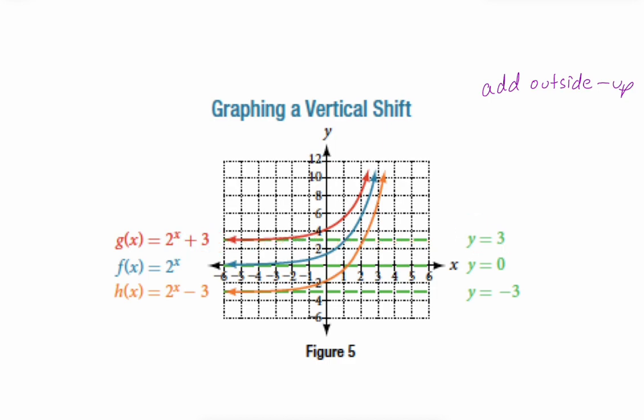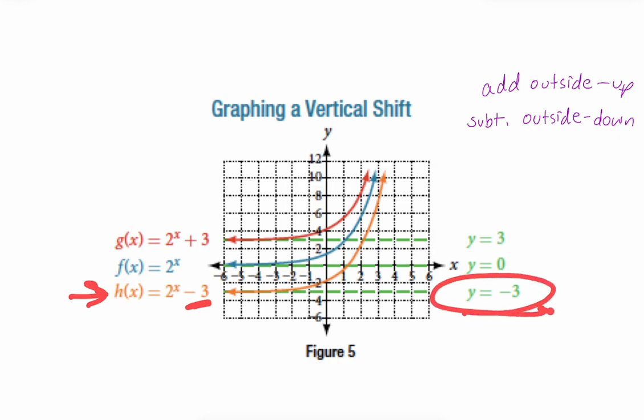Okay. If you subtract on the outside, it's going to move it down. That's what we see here. They took our original, that was in blue, that was our first graph that we did. If you subtract on the outside, it is going to move that horizontal asymptote 3 down, and it's going to move all the other points with it. So you'll notice this point went 1, 2, 3 down. Every point would move 3 down.